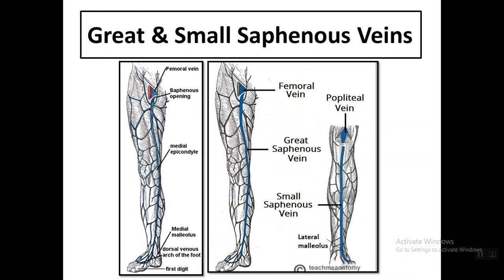The great saphenous vein runs in the superficial fascia. It begins from the medial end of the dorsal venous arch. This is the dorsal venous arch of the foot. From its medial end, we have the beginning of the great saphenous vein.